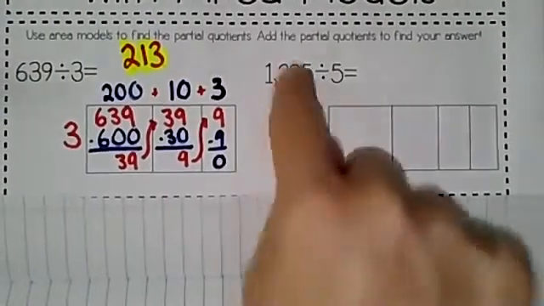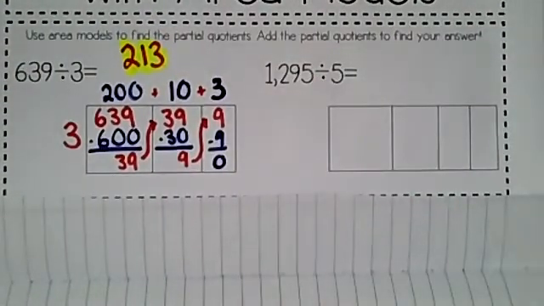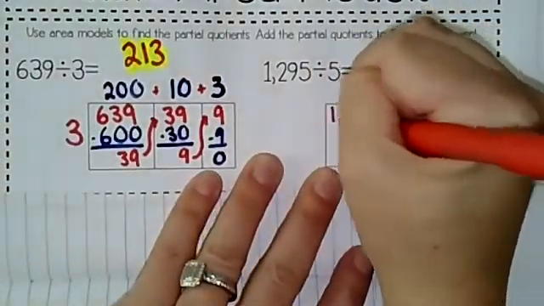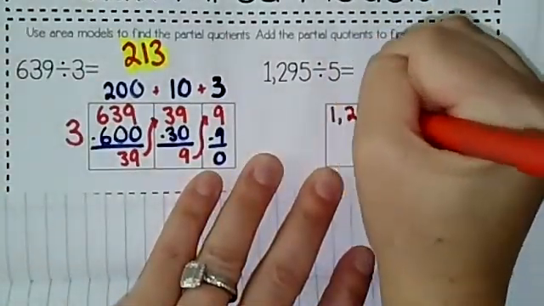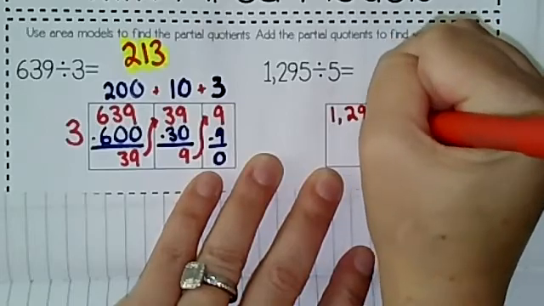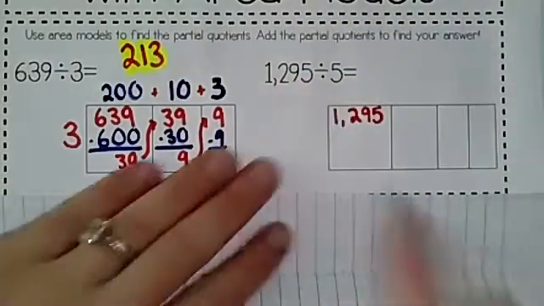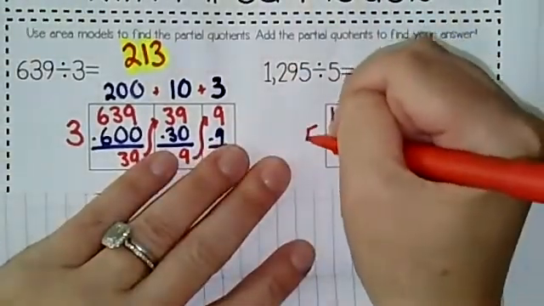Now we're going to look at this next one. First, put your dividend inside the box. 1,295. Put your divisor going up the side. Your divisor is 5.